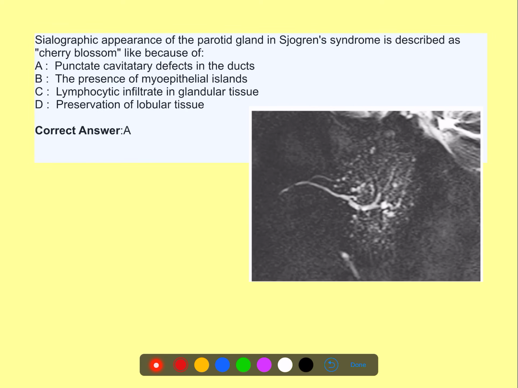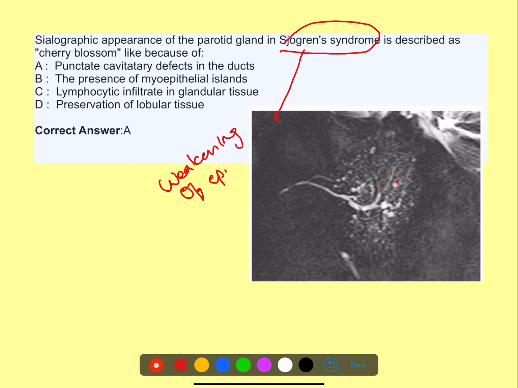The sialographic appearance of the parotid gland in Sjogren syndrome is described as cherry blossom like, because here there is a cherry blossom like appearance, and in Sjogren syndrome you can see weakening of the epithelium. This weakening of the epithelium will allow the contrast medium to go outside. So there is pooling of contrast medium outside the duct or outside the gland.